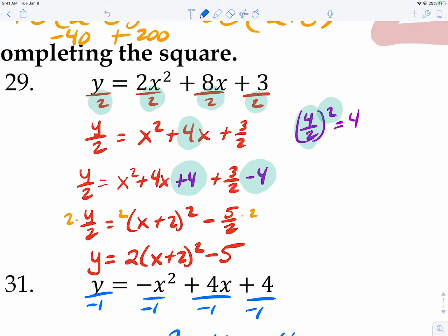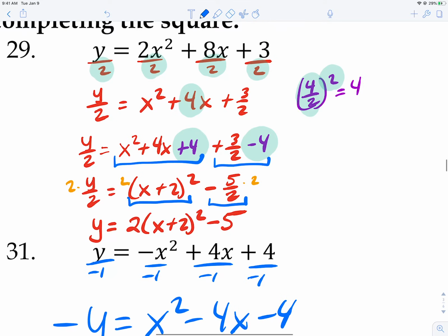So these first 3 terms are x plus 2 squared. Negative 3 halves minus 4 is negative 5 halves. But to finish your equation, you can't have a y over 2, so that's why in the orange I multiplied everything by 2 to get y by itself, and you end up with y equals 2, parentheses, x plus 2 squared minus 5.